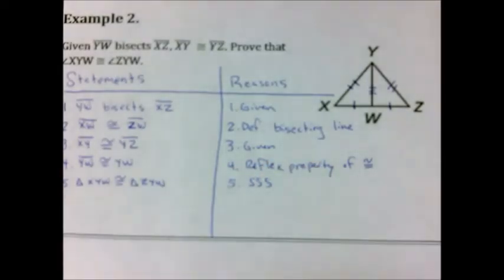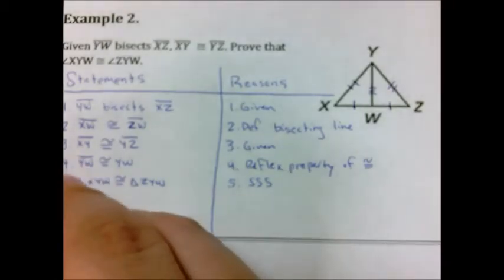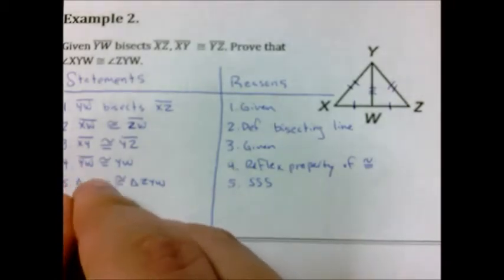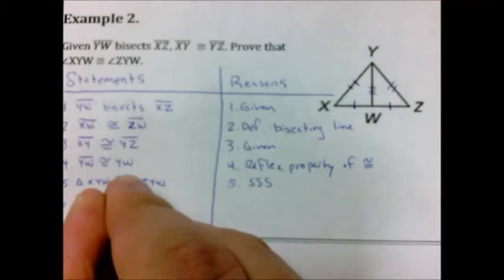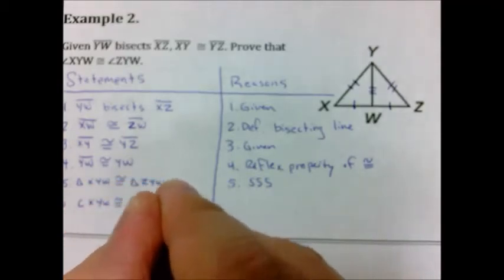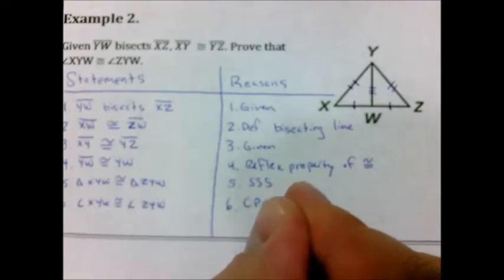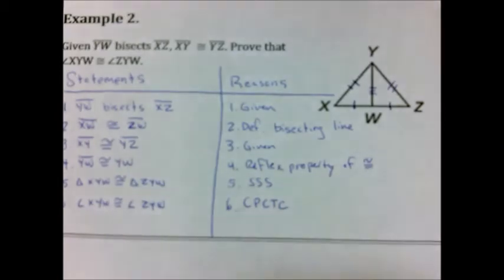Okay, but remember, that's not what we're trying to prove. We're not trying to prove that the two triangles are congruent. We're trying to prove that angle XYW, that angle right here, is congruent to angle ZYW. But because we've proved that the two triangles are congruent, we can say that angle XYW is congruent to angle ZYW based on corresponding parts of congruent triangles are congruent.